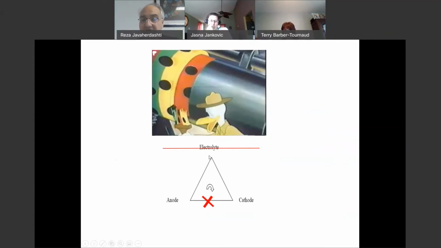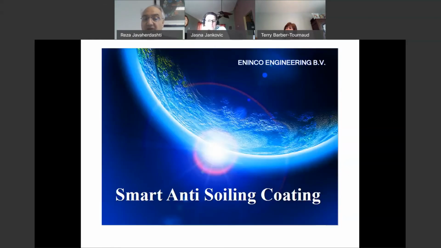Here, you can see that there are 3 elements involved in electrochemical corrosion: anode, cathode, and electrolyte. When you apply coating, you cause the electrolyte not to come in touch with anode and cathode. On the other hand, anode and cathode will be cut off from each other. That's why a good coating can basically guarantee having a good corrosion management system in place.